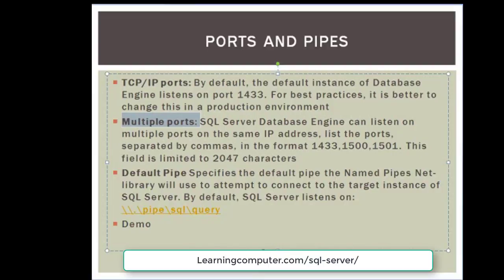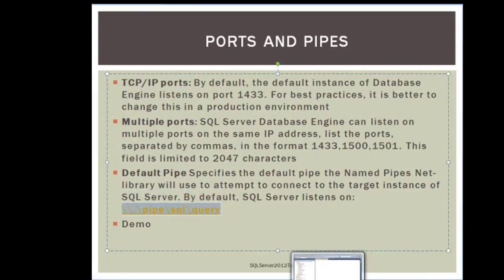Now if you were using named pipes, you could basically use the default pipe, which is what the net library will use to attempt to connect to the target instance of SQL Server, and SQL Server by default listens on this value. Okay, so let's take a look at these ports.